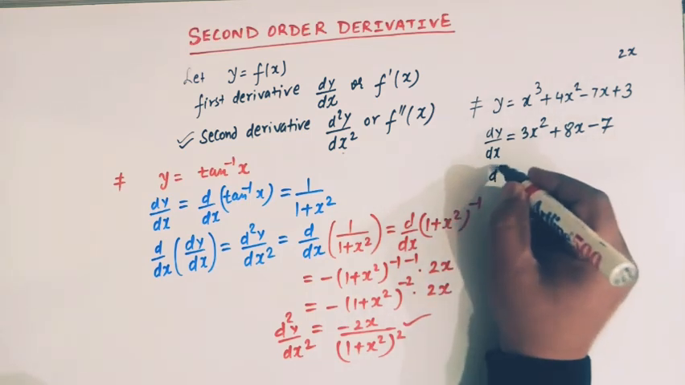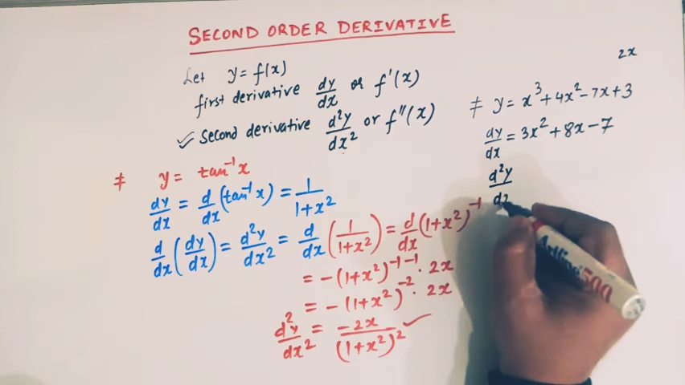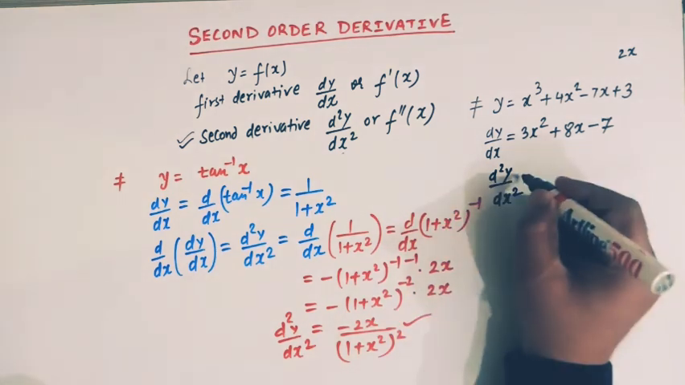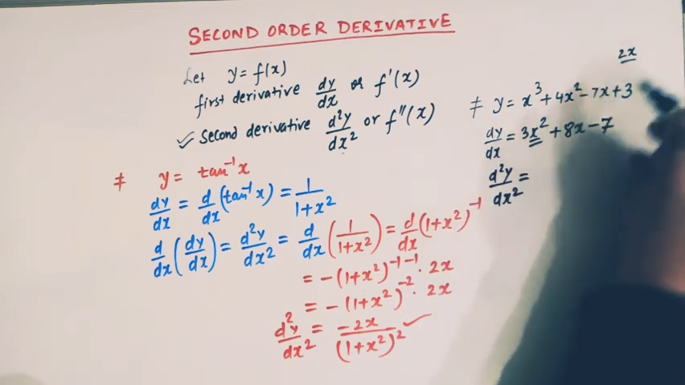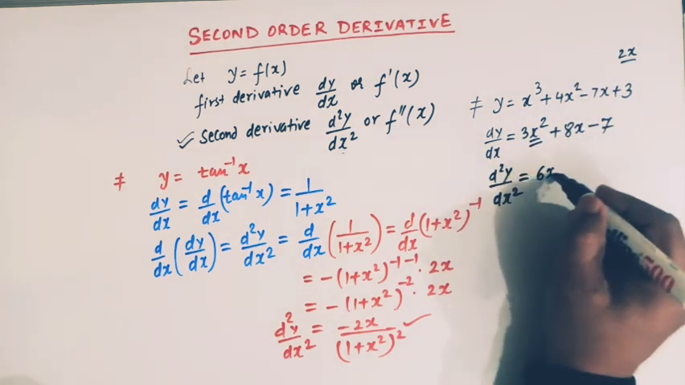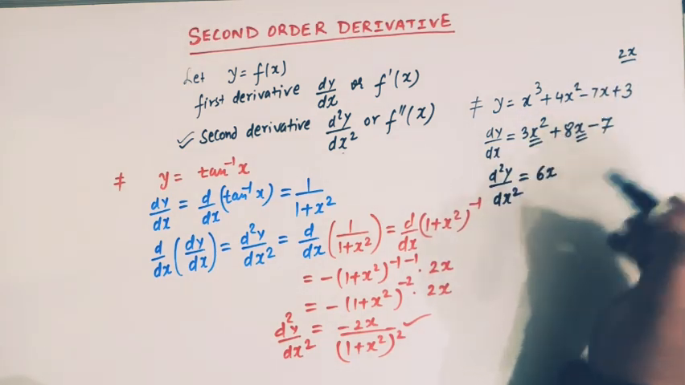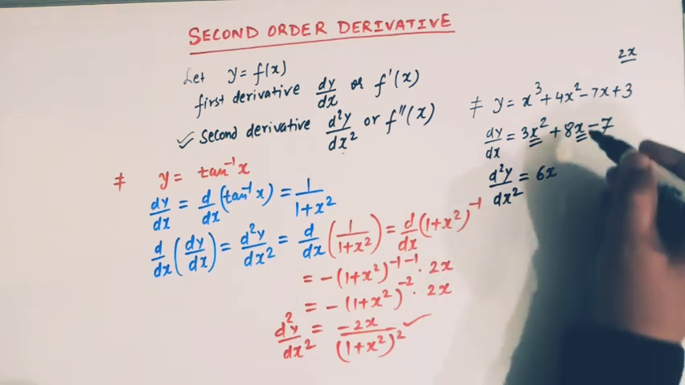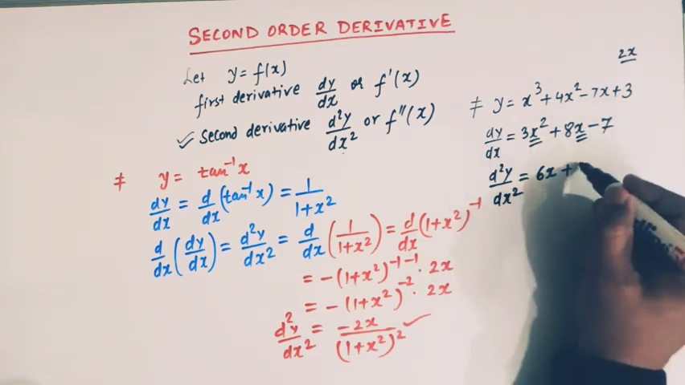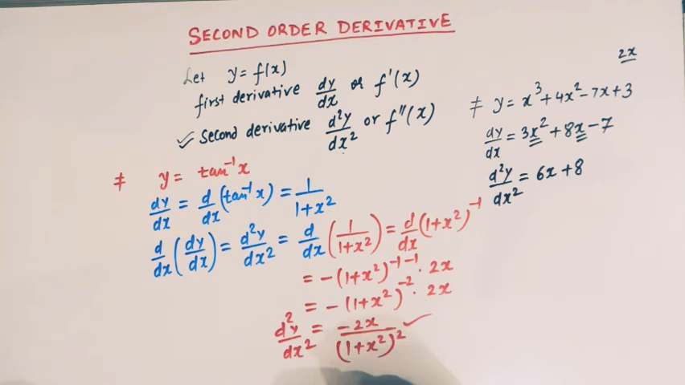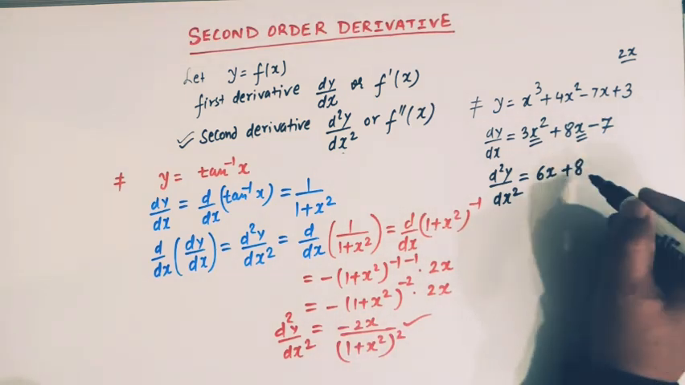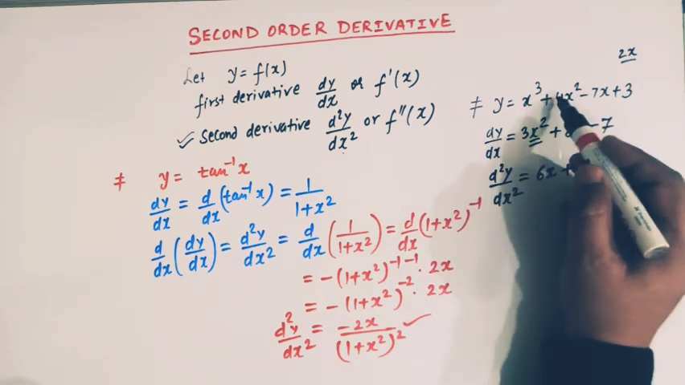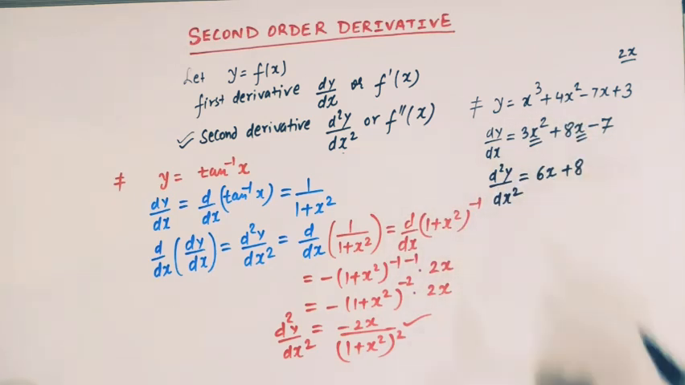Now the second derivative is d²y/dx², so the derivative of 3x² is 6x, and the derivative of 8x is 8, so we have here only 8. And the derivative of −7 is 0, being a constant function. So the second derivative of this function is 6x + 8.